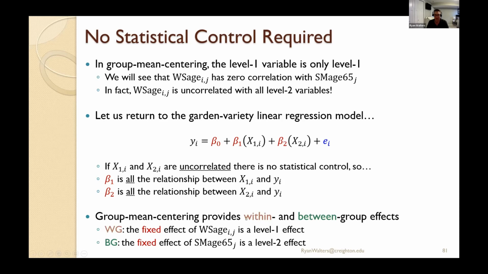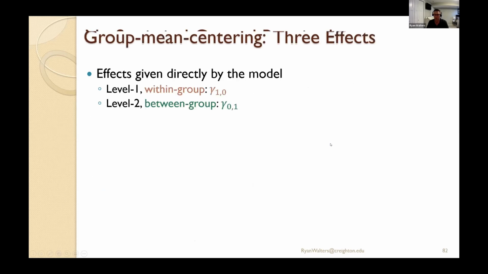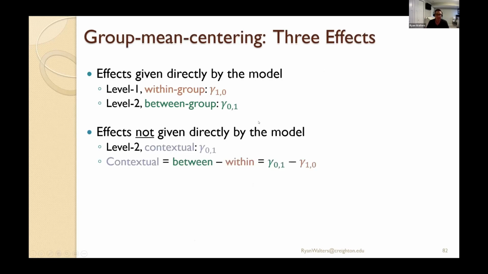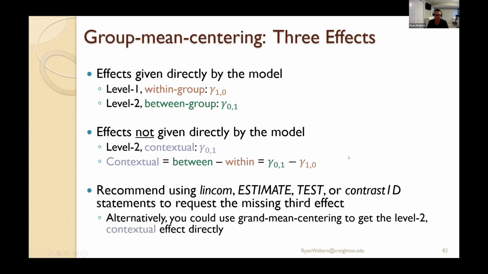So group mean centering provides within and between group effects. That within group effect is level 1 only. The between group effect is level 2 only. So they're given directly. You can get that third effect, that contextual effect. It's not given directly by the model, but the contextual effect is the between minus the within. So if we take the between fixed effect minus the within fixed effect, we get the contextual effect. We can do that with our Lincom, estimate, test, or contrast 1D statements.